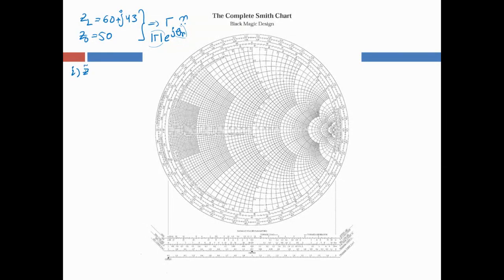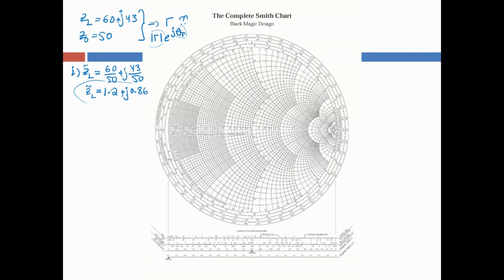So, number one, the normalized ZL is equal to 60 divided by 50 plus J 43 divided by 50. 60 divided by 50 is 1.2, plus J 43 divided by 50 is 0.86. So this is the normalized value of the load, and this is the one that I'm going to put on the Smith chart.